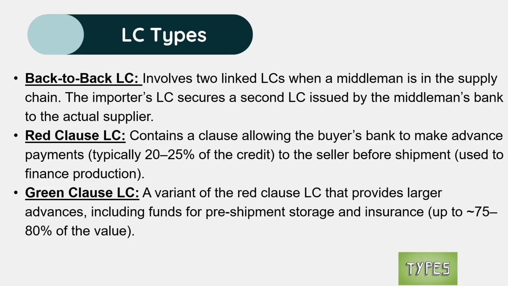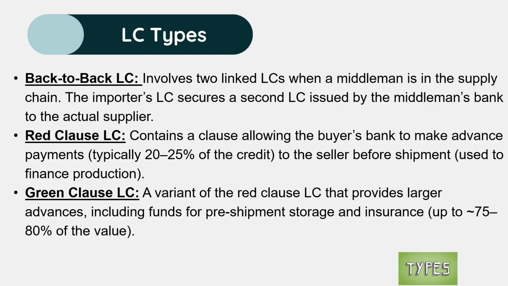And the next type we will see is red clause LC. So what is this? It contains a clause allowing the buyer's bank to make advance payment, typically 20 to 25% of the credit, to the seller before shipment. So in this case, before shipment, approximately 20 to 25% payment is made by the buyer's bank to the seller. And where is it used? When production is involved or the seller wants some money in advance to produce the things.